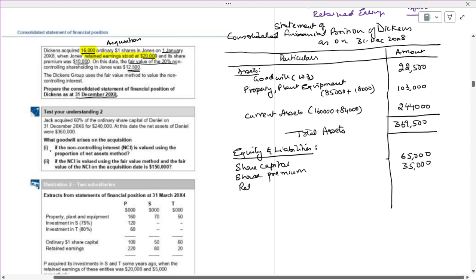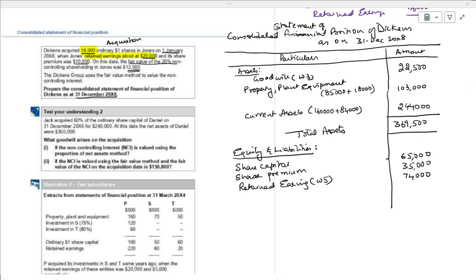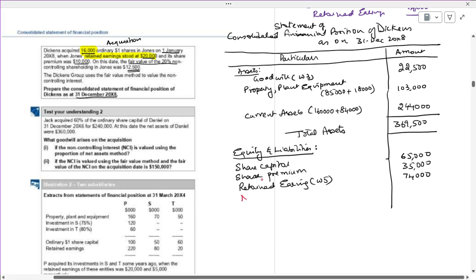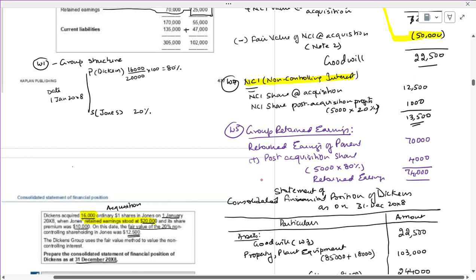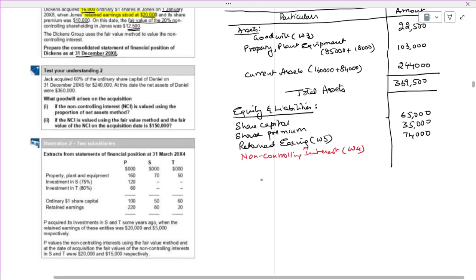Retained earnings. We have calculated retained earnings in working 5. How much? 74,000. Now you will add the NCI, non-controlling interest, from working 4. How much is there? 13,500.